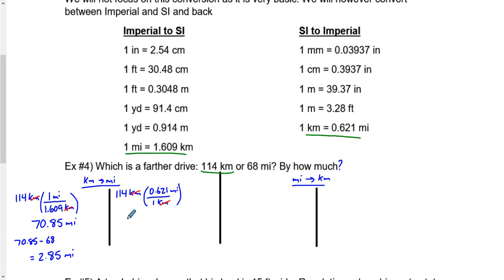Again, the emphasis and the reason why this dimensional analysis is so superior is I don't have to guess: am I going to multiply by 0.621 or am I going to divide by 0.621? I know that my units cancel off, and I can know exactly this is going to be multiplying numerators, and I divide by my denominator. 114 multiplied by 0.621 comes out as 70.79.